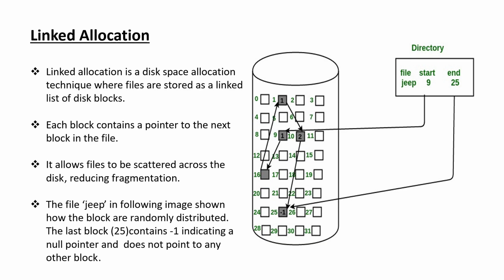Coming to linked allocation. Linked allocation is a disk space allocation technique where files are stored as a linked list of disk blocks. Linked allocation typically refers to a method of organizing and storing data structures in computer science, particularly in the context of file systems. In linked allocation, files are stored as a linked list of blocks, where each block points to the next one in the sequence. This allows for dynamic allocation of storage space and efficient use of available memory. It contrasts with other allocation methods like contiguous allocation.